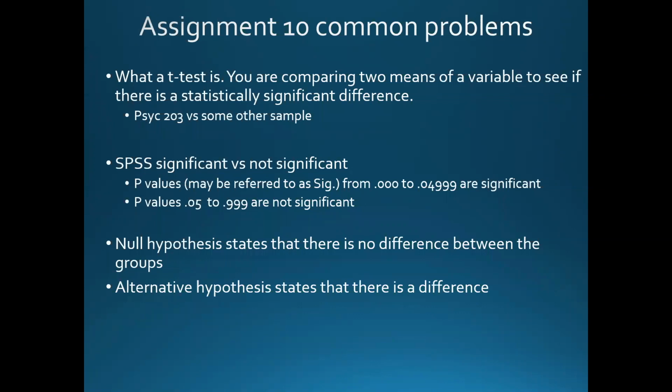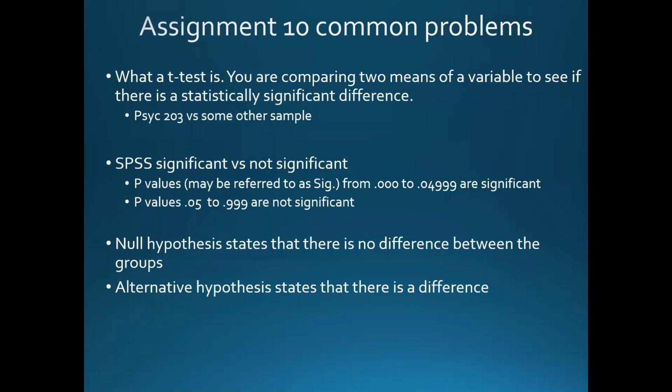P-values from 0.05 to 0.999 are not significant. Some people struggle a little bit with this. I should also mention the alpha level you're using determines this. Typically we use 0.05, so these numbers that I just said work when interpreting it. But sometimes, and we'll tell you when, you use 0.01 for the alpha level. So then it would be numbers ranging from 0.000 to 0.00999. You get what I'm saying. Anything less than 0.01 is significant, but typically we use 0.05.